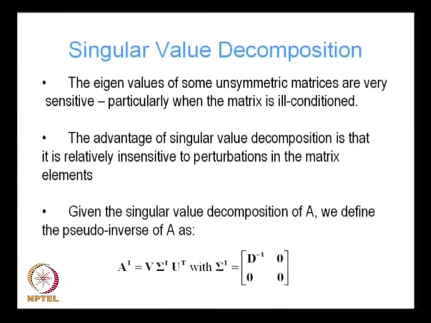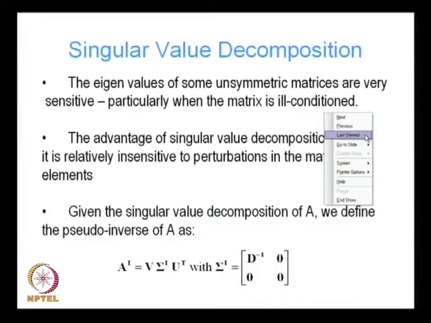Given the singular value decomposition of A, we define the pseudo inverse of A, A I. Note that this is different from A minus 1, where A minus 1 is the inverse. So, A I is the pseudo inverse. The pseudo inverse is again defined in terms of the orthogonal matrices V and U, as well as the diagonal matrix sigma. It can be written as V sigma I U transpose, with sigma I being the pseudo inverse of sigma, which is equal to [D inverse 0; 0 0].